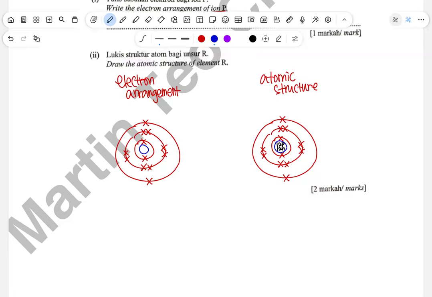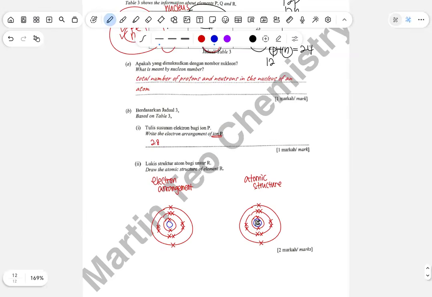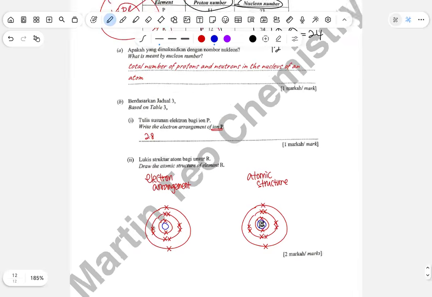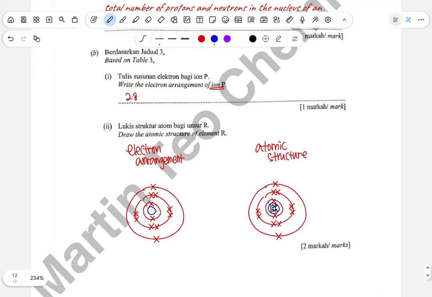Okay, so why do I kickstart today's lesson with this question? To be honest, is this question hard? No, right? This question is quite easy, but many students cannot score. Not because they don't know, just because of some small, careless mistakes, okay?